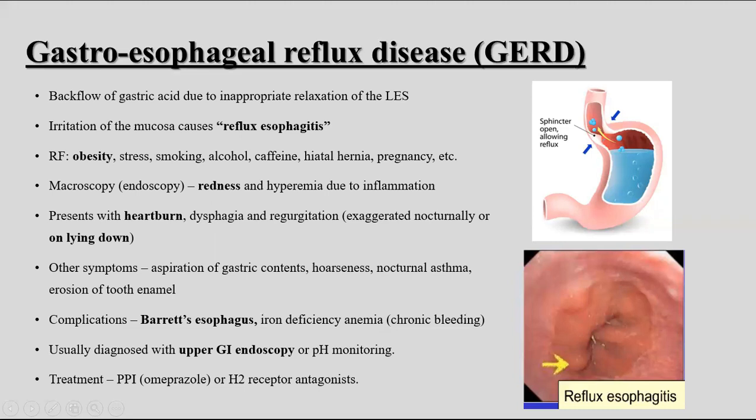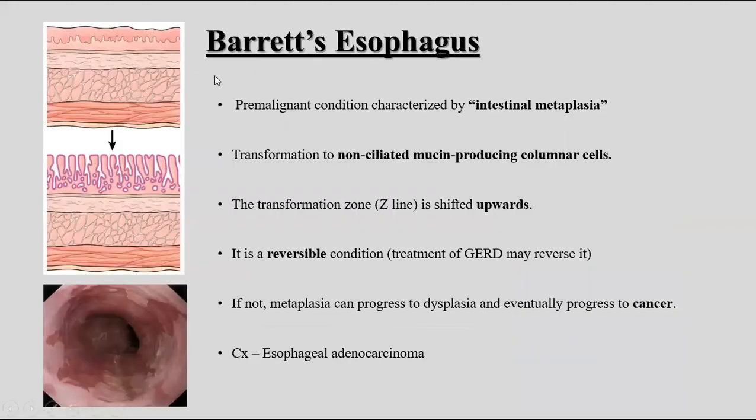Okay, so Barrett's esophagus. Barrett's esophagus, like I said, is one of the most common complications of chronic GERD. So when you have GERD that occurs over a long period of time, such that the esophagus is getting irritated over and over again, then you have metaplasia that occurs. Metaplasia is usually occurring in response to stress. So here the stress is the gastric acid.